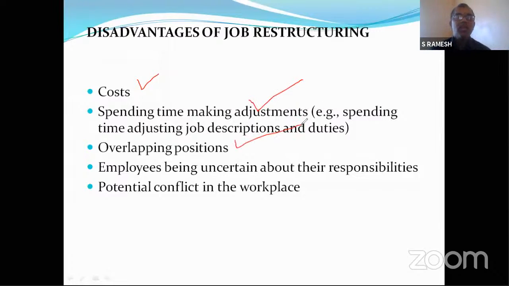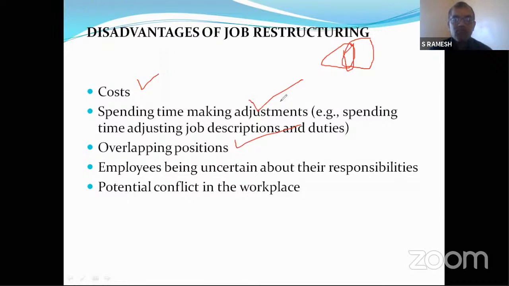Overlapping positions. Overlapping position means, in 10th class we have learned about Venn diagrams like this. So this is intersection. Sometimes it happens in an organization. Overlapping of positions takes place because of restructuring. Two persons may be asked to perform the same kinds of jobs. It will result in overlapping of positions.